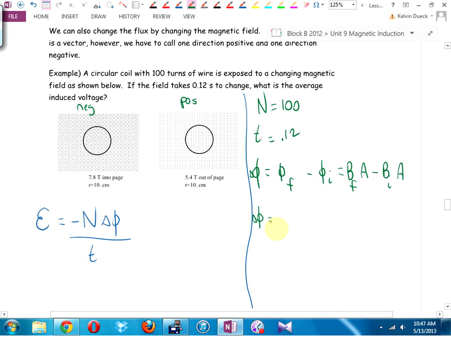You said the final was positive, so 5.4. Area, what shape? Pi 0.1 squared. There's my pi r squared. Minus, you said the initial is going to be negative, so negative 7.8 pi times 0.1 squared.